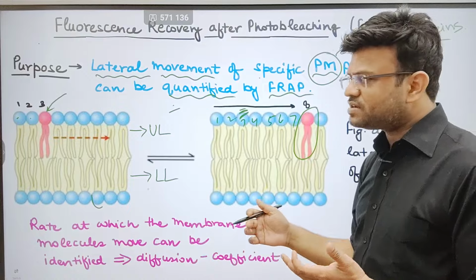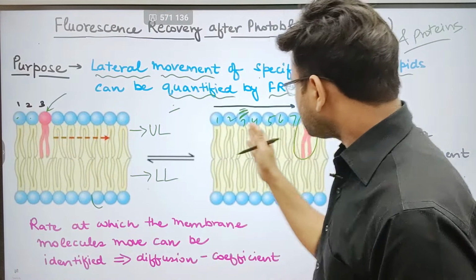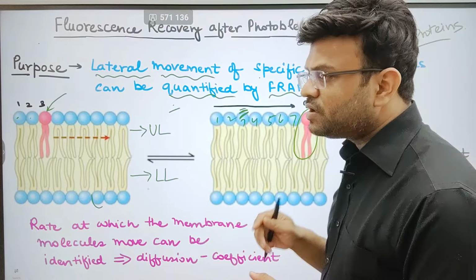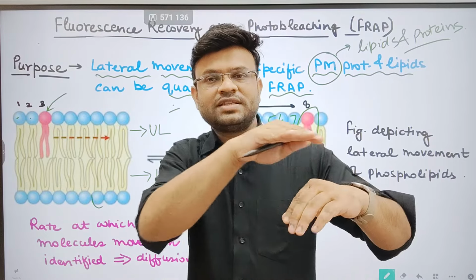How can you detect it? Let's say that it was stained over here, red colored, and the stained phospholipid has moved on to the 8th position. Remember, when I am saying lateral movement, it simply means movement in the same leaflet.